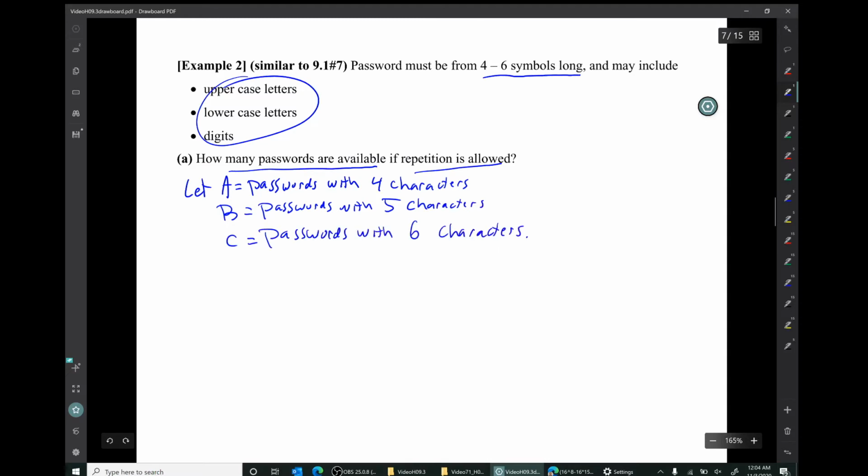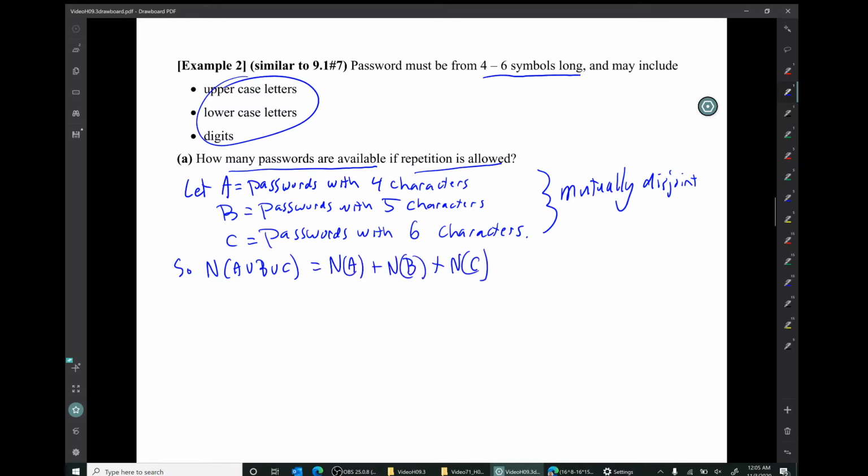So we introduce letters for these 3 collections of passwords that we're interested in. We're interested in passwords that have 4 characters, or 5 characters, or 6 characters. Notice that those 3 sets are disjoint. So what we are interested in counting is their union, A union B union C. And by the addition rule, since those sets are disjoint, we can count each set individually and add them up.